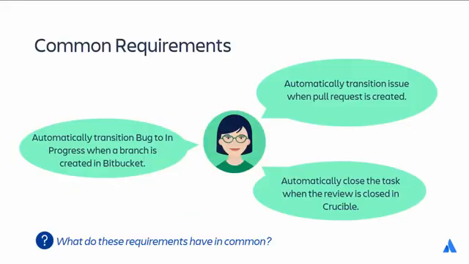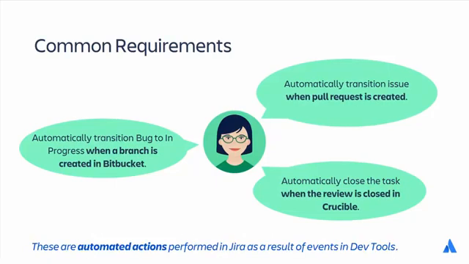Triggers are next. What do these requirements have in common? Automatically transition bug to in progress when a branch is created in Bitbucket. Automatically transition issue when pull request is created. And automatically close a task when the review is closed in Crucible. What's the answer here? These are all automated actions that happen in Jira when events occur in development tools.